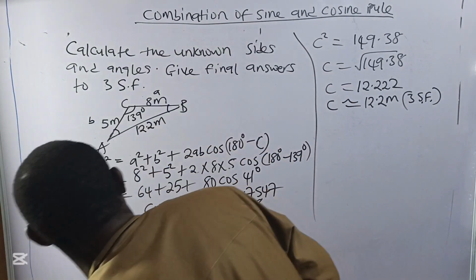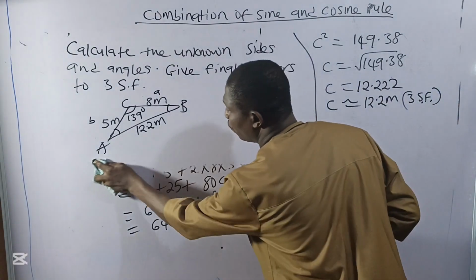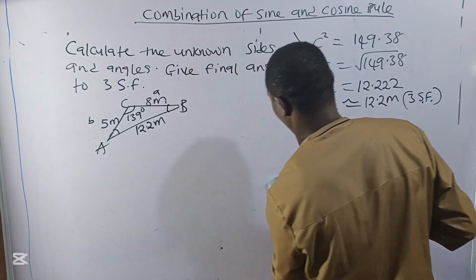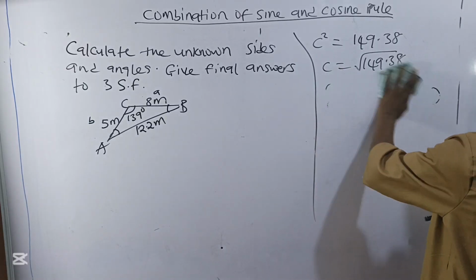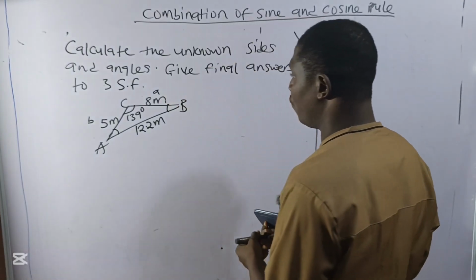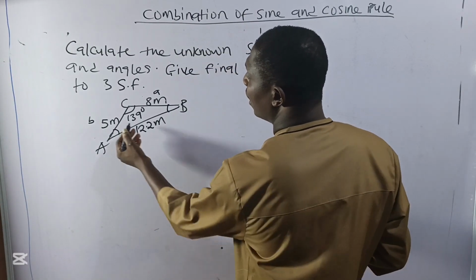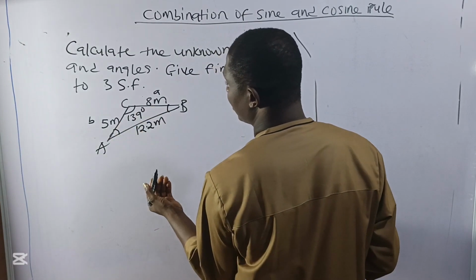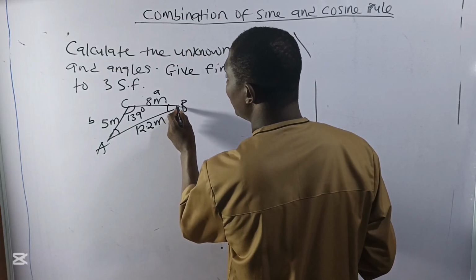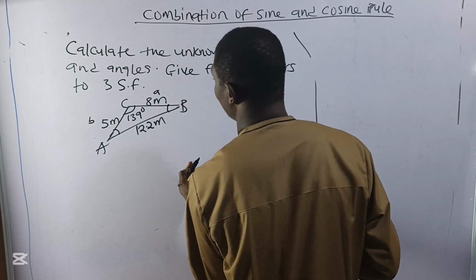Remember, the angle I want to get first is the smaller angle. Take note, try to follow that rule. My smaller angle should face the smaller side. The smallest angle should face the smallest side. And 5 and 8 are what I'm considering. So angle B is facing 5 centimeters, angle A is facing 8 centimeters, so angle B should be smaller.